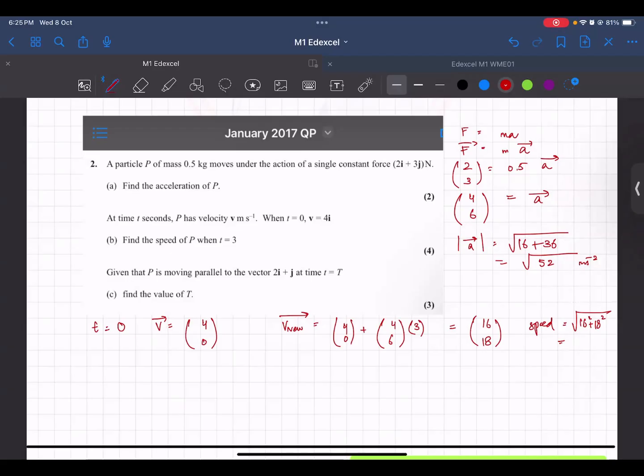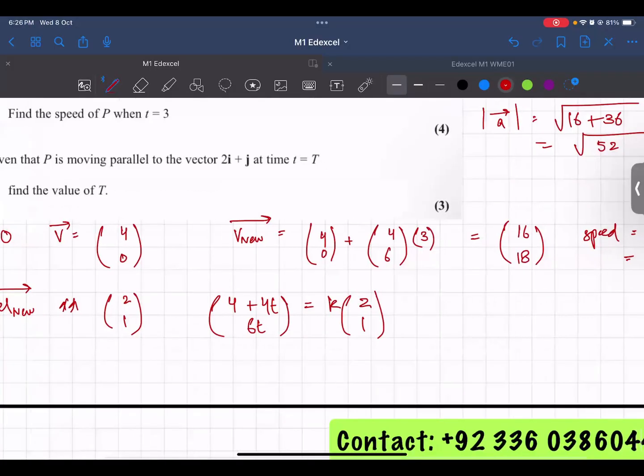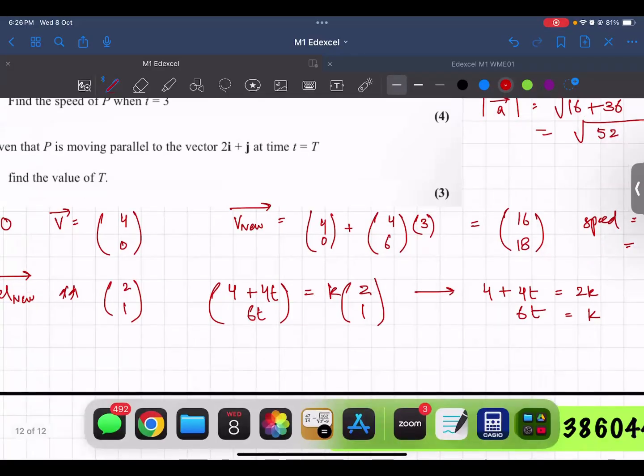Then, given that the particle P is moving parallel to the vector at time capital T. So particle is moving parallel to the, so this means the new velocity is parallel to 2, 1. So this means the velocity 4 plus 4t and 6t. This is the new velocity vector in terms of t. This would be k times 2, 1. And so now you can solve them simultaneously. So you will get 4 plus 4t is equal to 2k, and 6t is equal to k. And then you can solve them simultaneously and get the value of the capital T.